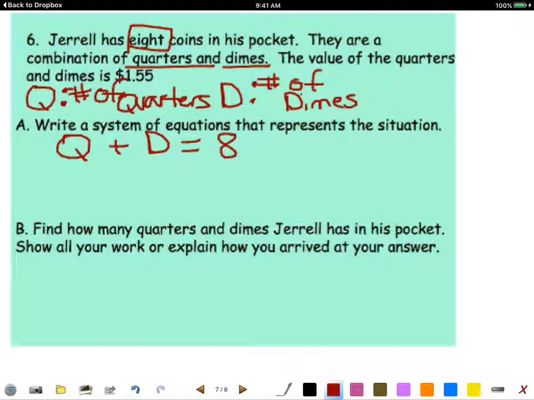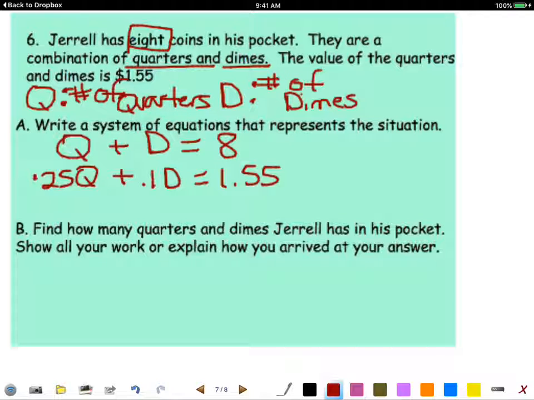Okay, second equation. Some people struggle with this one because they don't see any more numbers, but some of this is common sense. 0.25Q. Well, how do you know that? We don't have a 0.25 in the problem. Because it's quarters. Oh, a quarter's 25 cents. Okay, good. Plus 0.1D equals 1.55. Okay? So find how many quarters and dimes he has in his pocket.